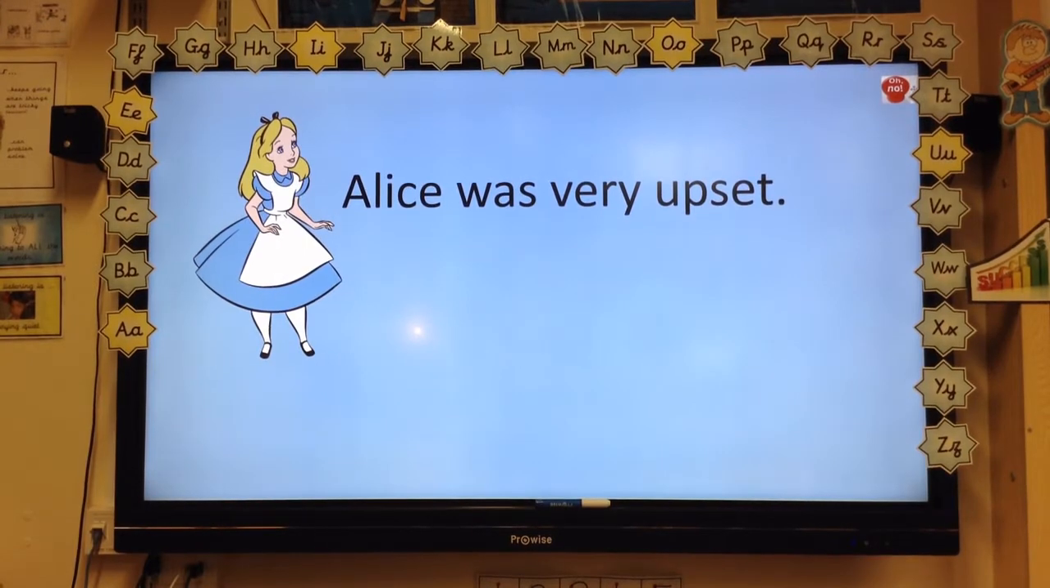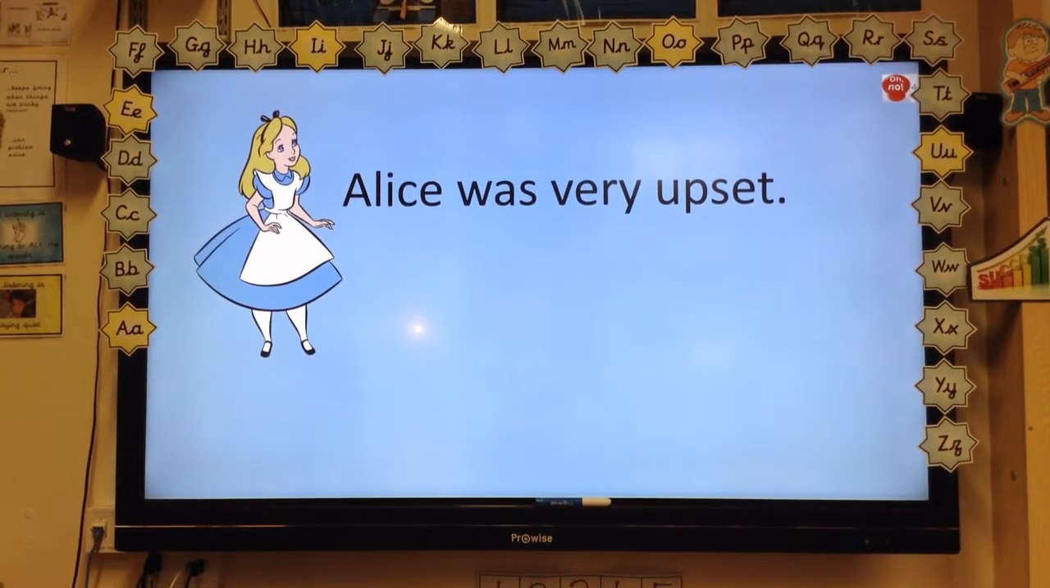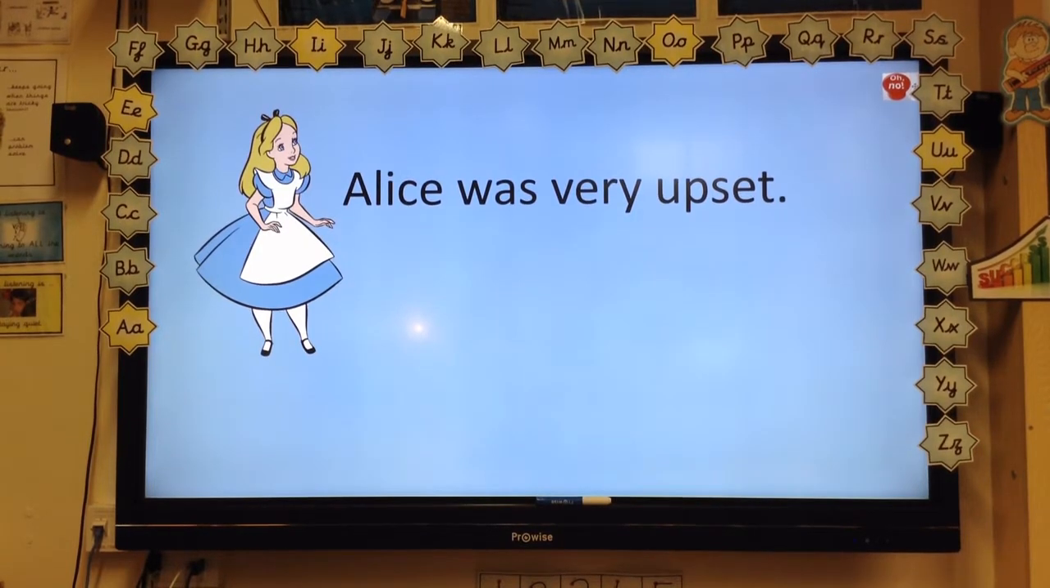Let's look at my sentence, which is about the start of the story. Alice was very upset. It would be a really good idea to tell the reader more information in that sentence, so we can use a conjunction to extend it further.